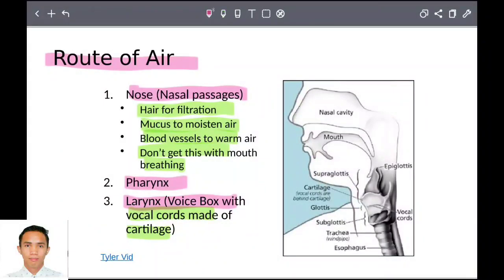Let's check the picture here. These are the nasal cavity. It passes to the inner vocal cords here, the larynx. Then we have the vocal cords of the larynx. So these are the nasal cavities, or nasal passages, of air. Let's go to the next slide.